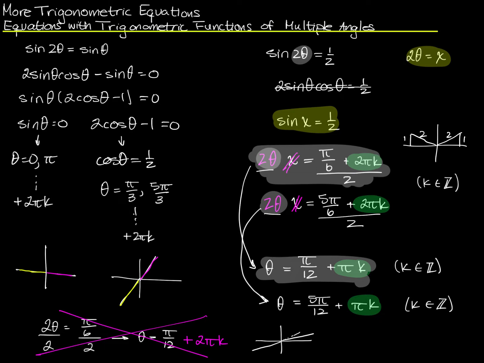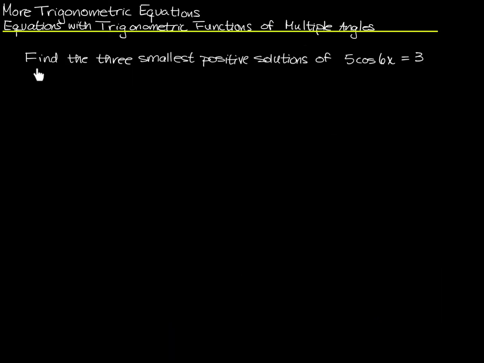Okay, I feel like that was a pretty good introduction, but let's take a look at a couple more examples. This first one asks us to find the 3 smallest positive solutions to the equation. So we're not going to need that plus 2 pi k in this case, but we're going to find the 3 smallest positive solutions of this equation here. Well, I know how to find solutions to equations that look like this. So what I've done here is I've substituted t in for 6x. Now all I need to do is divide both sides by 5.